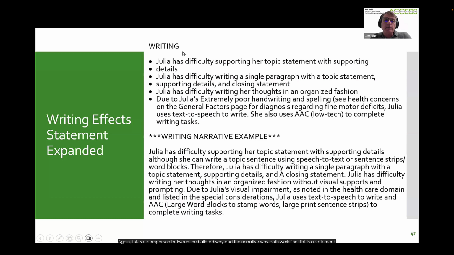Again, this is a comparison between the bulleted way and the narrative way. Both work fine. This is a statement. They both have the exact same wording. So if you're using the narrative writing, the only thing I can tell you is please make sure that you include all the things. A lot of times we have our folks get lost in the narrative writing. They write their feelings in there. Julia comes prepared to class, or Julia smiles all the time. You know, these are academic goals, not independent or social emotional.